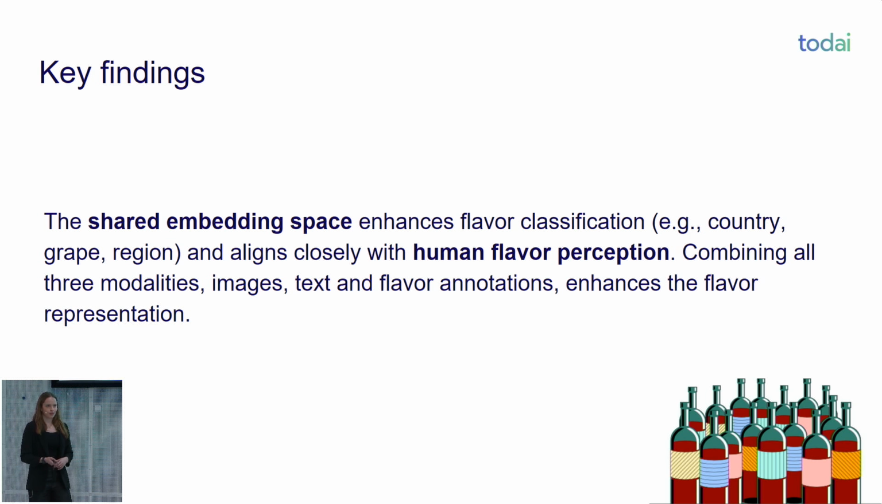Now, we found that this shared embedding space enhances flavor classification, so we get better accuracy when trying to predict the country, grape, region, etc. And it aligns closely with human flavor perception. One of our most interesting findings was also that combining all 3 modalities, images, text, and flavor annotations, enhances the flavor representation.